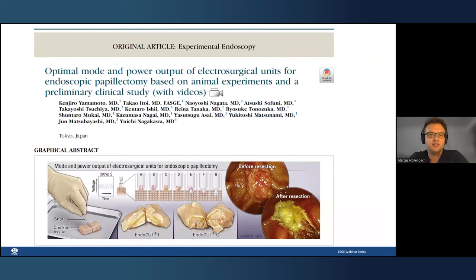There was also an in vitro study. They analyzed different types of electric modes, and to be honest, I did not understand everything they did because it was a really complex paper. But in the end, they came to the conclusion that they support the endocut mode and you should prefer the endocut I compared to the endocut Q mode because the resected specimens are much better regarding the histopathological analysis compared to the endocut Q.